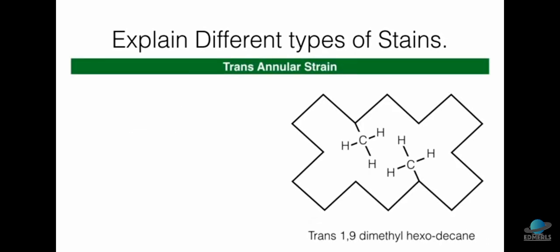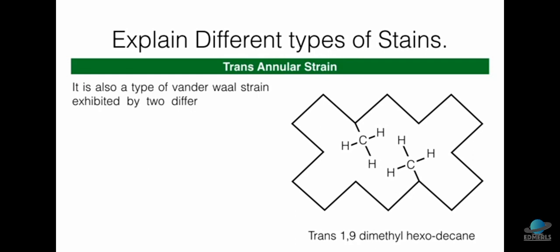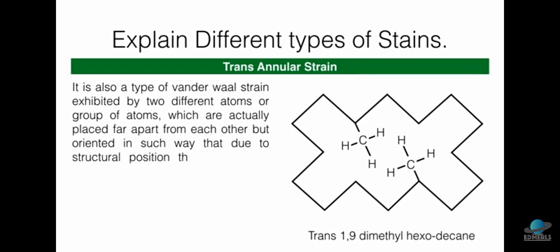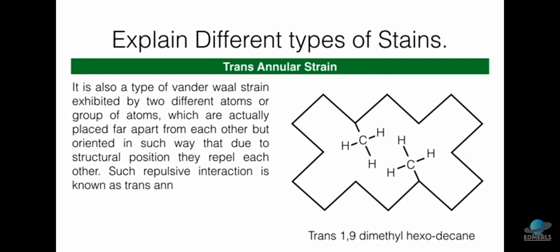Second is transannular strain. It is also a type of van der Waals strain exhibited by two different atoms or groups of atoms which are actually placed far apart from each other but oriented in such a way that, due to structural position, they repel each other. Such repulsive interaction is known as transannular strain. For example, in trans-1,9-dimethylhexadecane, the two methyl groups are very close because of its cyclic structure, and that's why they start repelling each other.